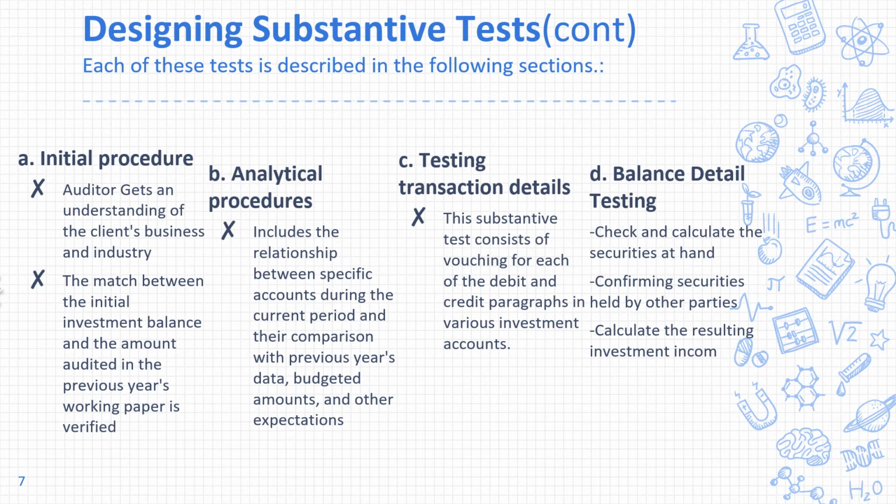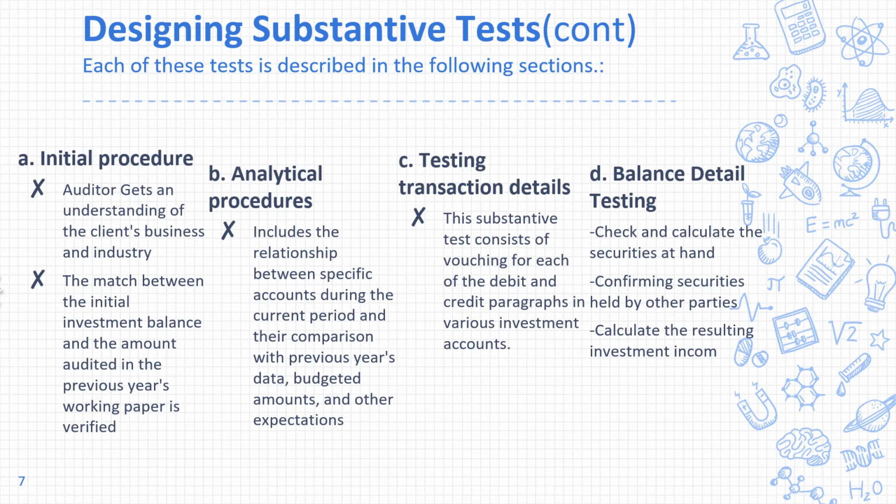Next, designing substantive tests. Each of these tests is described in the following section. A. Initial procedure. The auditor gets an understanding of the client's business and industry. The match between the initial investment balance and the amount audited in the previous year's working paper is verified. B. Analytical procedures include the relationship between specific accounts during the current period and their comparison with previous year's data, budget amounts, and other expectations.